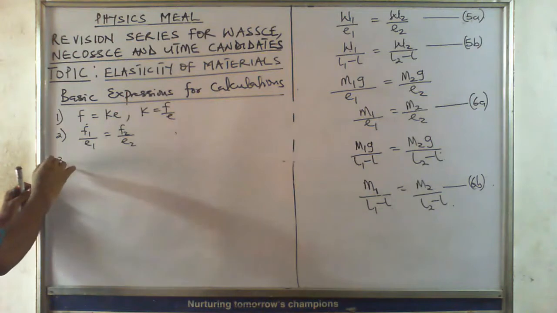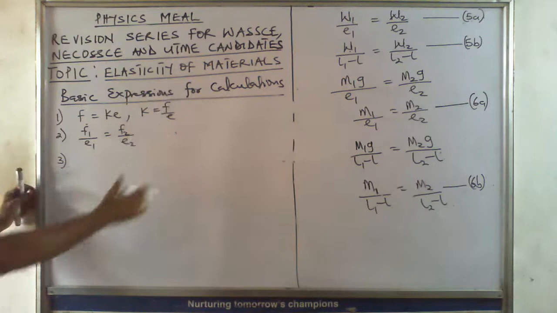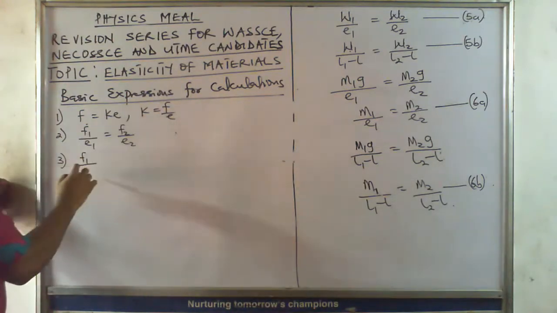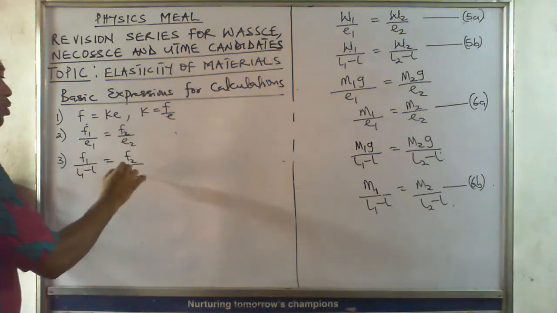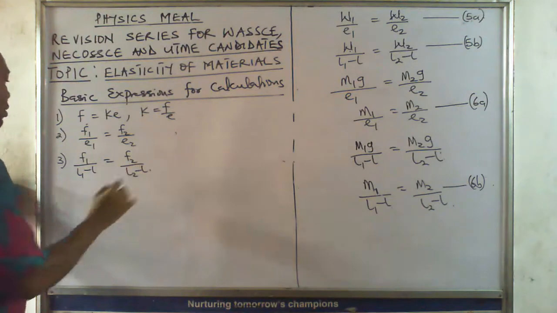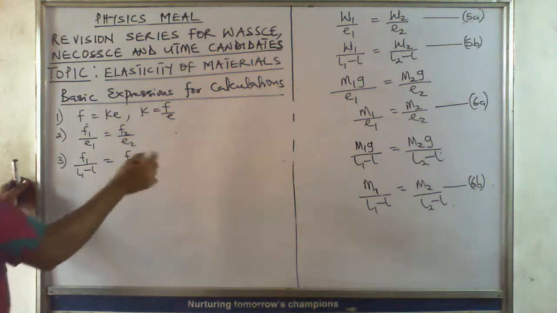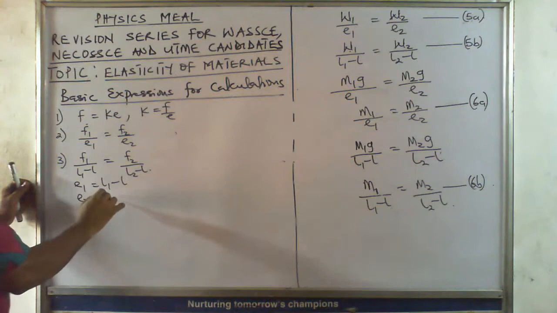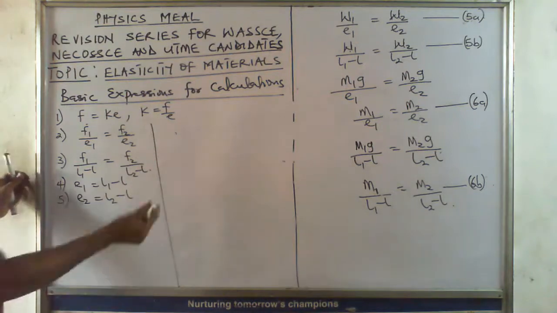That's one equation again. They all have equation numbers. This is just the serial number, not the equation number. You can put the equation number by the side as you're writing them. We also say that F1 over L1 minus L is equal to F2 over L2 minus L. We know how we obtained this. We're going to write that E1 is actually L1 minus L, and E2 is actually L2 minus L.